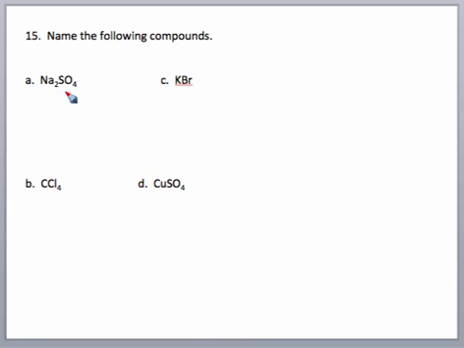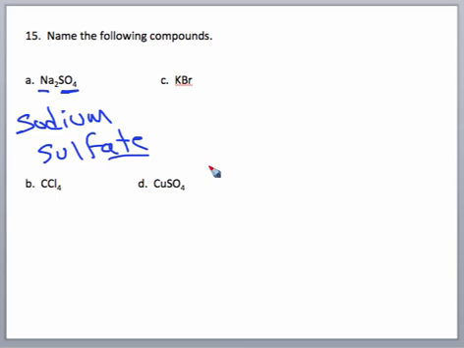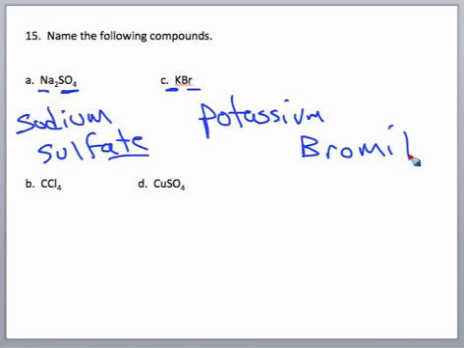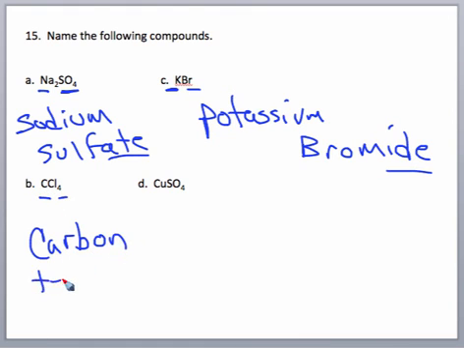Now we'll name the following. We have more than 2 elements. We have a metal and a polyatomic, so sodium, that polyatomic is sulfate. Metal and a nonmetal, 2 elements, so potassium bromide, IDE ending. 2 nonmetals, first one is 1, so we don't say monocarbon, we just say carbon. And then we have tetra, 4, chloride.